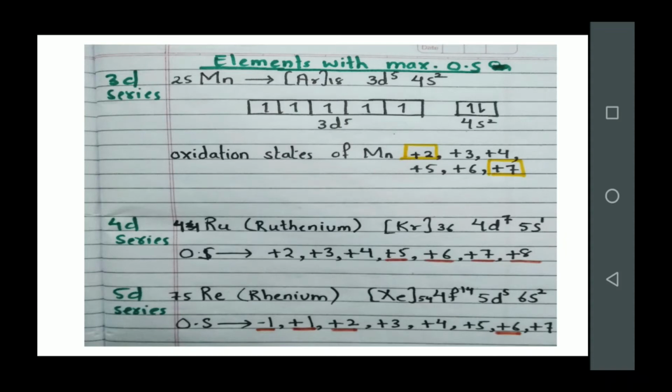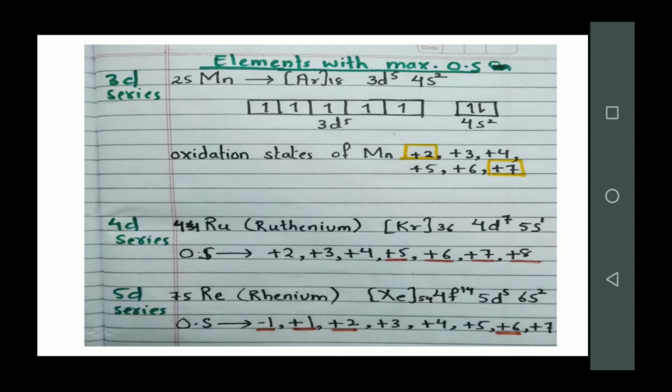So you have given the answer that manganese shows the maximum number of oxidation states. The reason is that the electrons that are present in s orbital as well as in d orbitals are able to participate in bonding, and it has a maximum of 7 electrons in its outermost and penultimate shell. Therefore, it shows the maximum number of oxidation states.